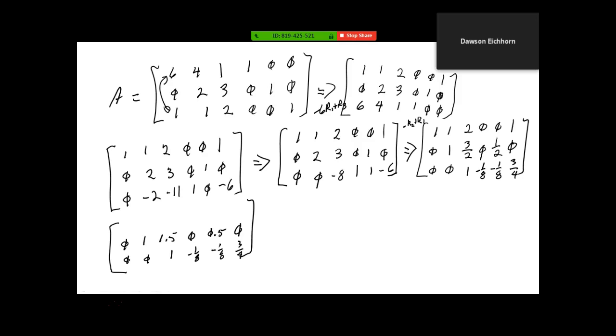Okay, let's do the new row 1. What would it be? 1, 0, 7 halves. 0.5, is that what you said? Or 1 half, either one's good, okay. 0, 1 half. Okay, negative 1 half, right? And 1. Okay.